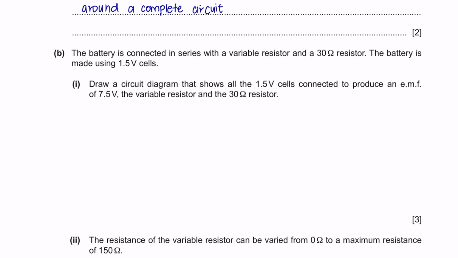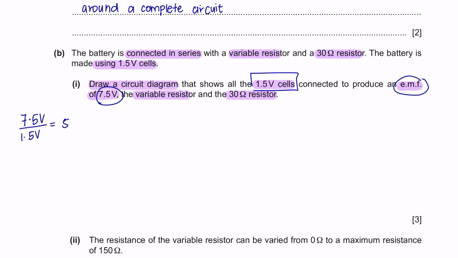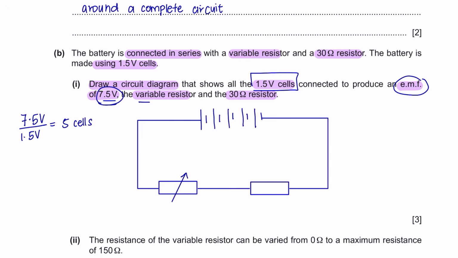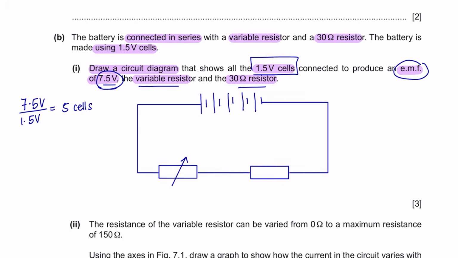Next, question B. The battery is connected in series with a variable resistor and a 30 ohm resistor. The battery is made using 1.5 volt cells. Part 1. Draw a circuit diagram that shows all the 1.5 volt cells connected to produce an EMF of 7.5 volts, the variable resistor and the 30 ohm resistor. So you have a total EMF of 7.5 volts and you are only given 1.5 volt cells. This means that we are required to draw a total of 5 cells to make up 7.5 volts. And make sure to draw your variable resistor, this is the symbol for it, and a fixed resistor, this is the symbol for it.